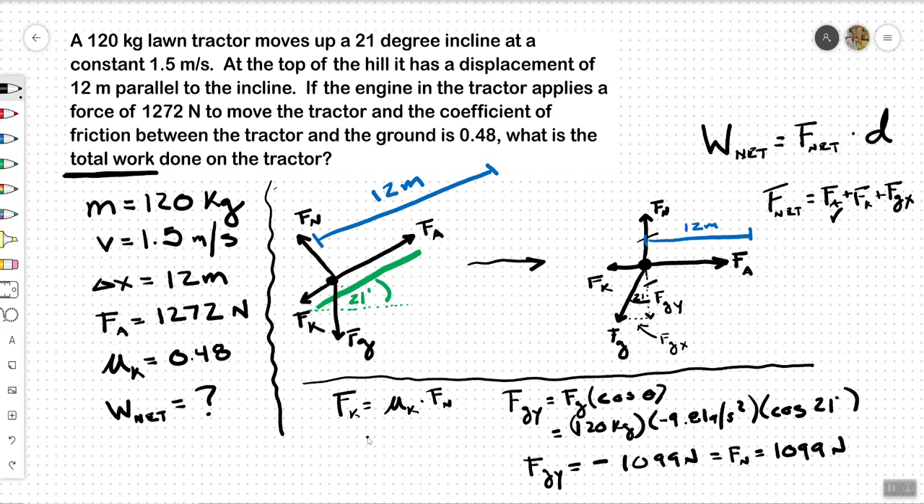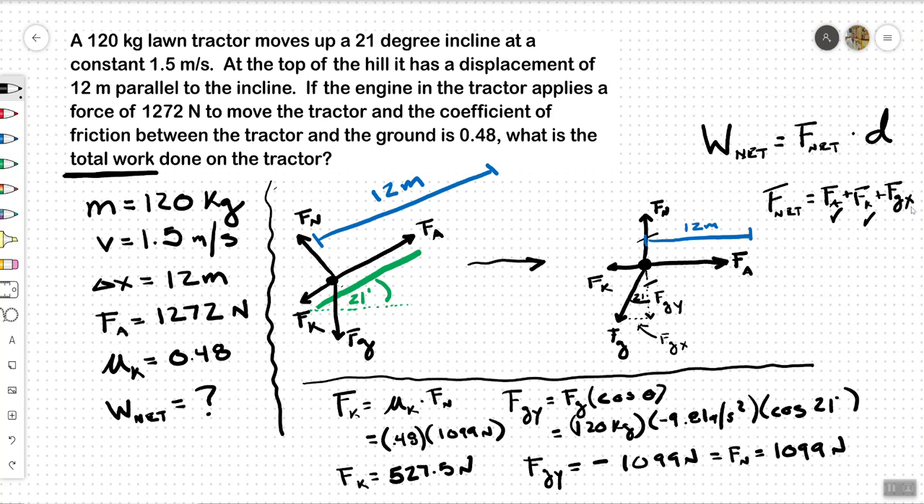So now I can solve for the force of friction by taking the coefficient of friction, 0.48, and multiplying it by normal force, which I know is 1,099 newtons. So the force of kinetic friction is equal to 527.5 newtons. So now I have that.